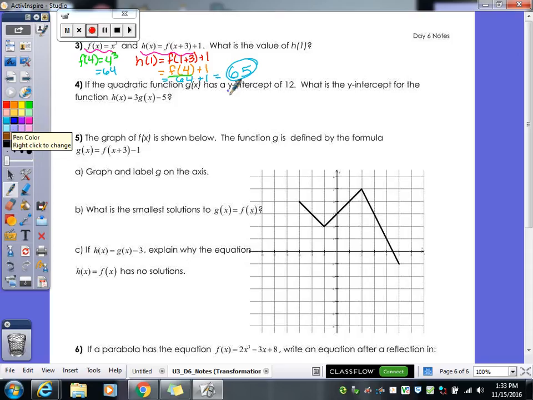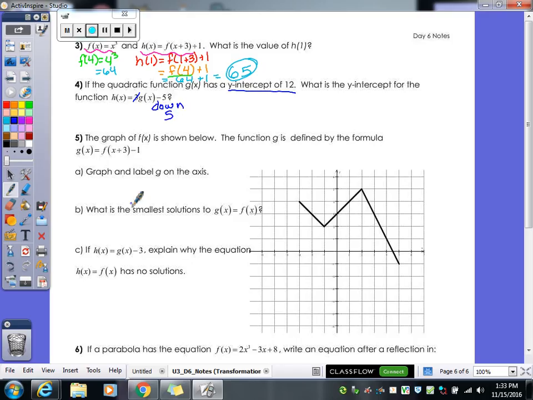Number 4, we have a y-intercept of 12. They want to know what is the y-intercept after I multiply it times 3 and then subtract a 5. So if you keep in mind, think back to our notes when we were just doing the multiply. Did our vertex of our absolute value change at all when I multiplied? No. So the fact that we're doing this times 3, that's not going to change my y-intercept. Moving it down 5 will.